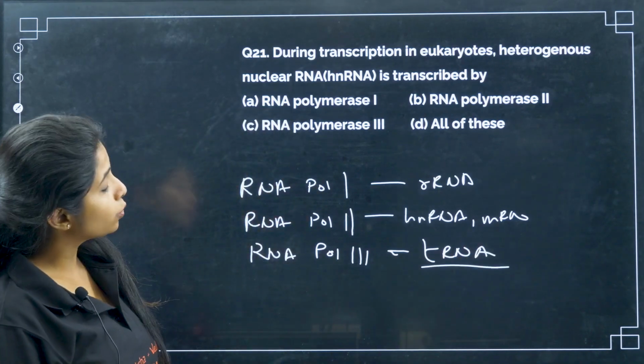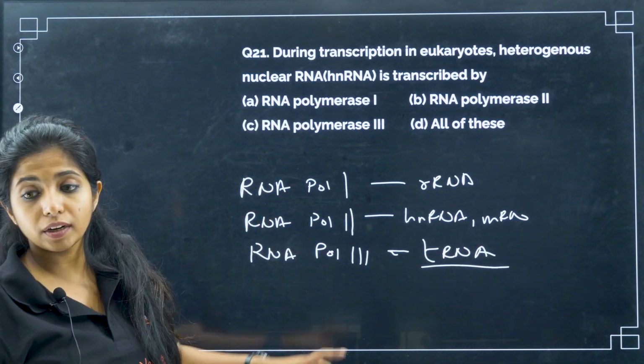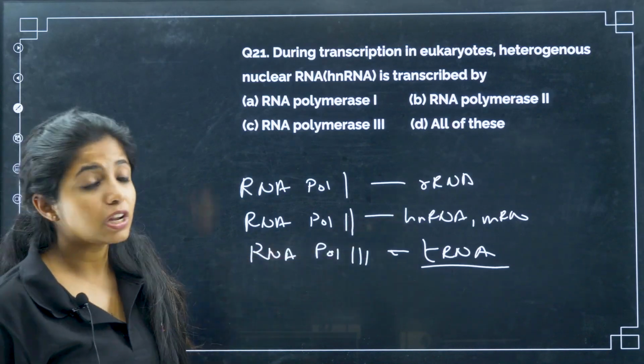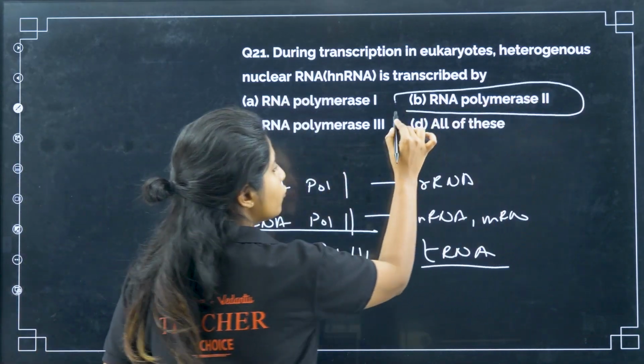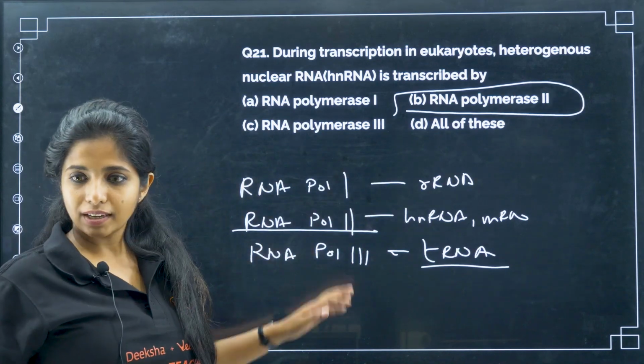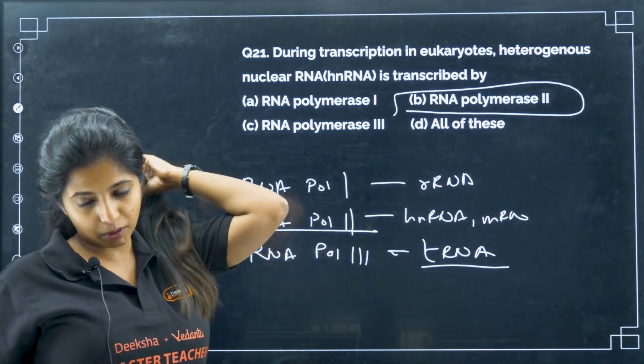Okay, so over here, during transcription in eukaryotes, heterogeneous nuclear RNA, talking about hnRNA, it is transcribed by what, my dear children? It will be RNA polymerase 2. So first priority always given to rRNA. Second priority given to hnRNA and mRNA. Third priority to tRNA.